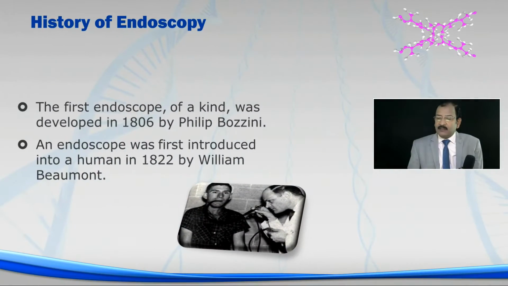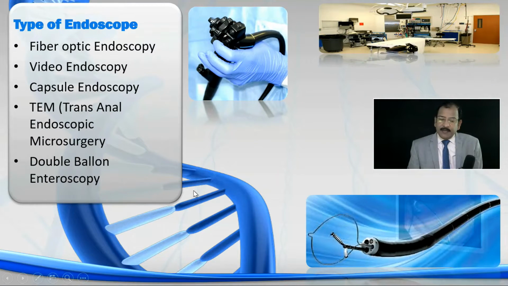It was first invented by Philip Bozzini in 1806, and he invented the first fiberoptic endoscope in the history of medicine. Then William Beaumont started doing a lot of oesophagoscopy in the year 1822. At that time, the first endoscopy on a human was successfully started, also by William Beaumont. There are many types of endoscope, as we know: fiberoptic endoscope, video endoscope, capsule endoscope, transnasal endoscope, double balloon endoscope. All these types of endoscopes are available.